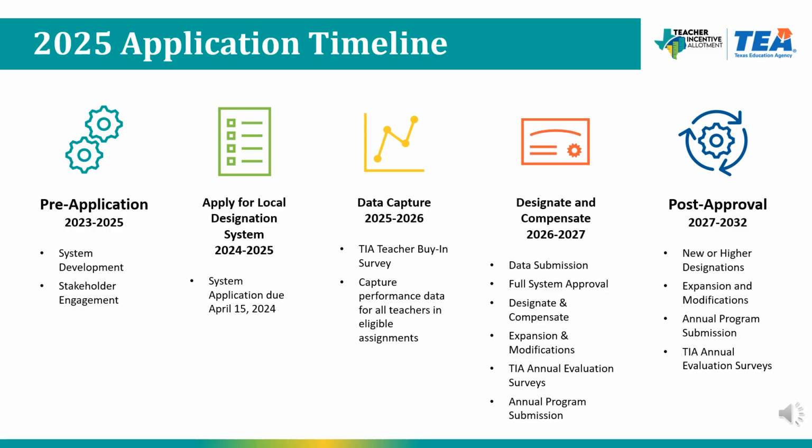During the data capture year, districts implement their local designation system and collect teacher performance data in accordance with their system application. Following the data capture year, districts submit the prior year's teacher performance data and proposed designations to Texas Tech University for data validation. TEA then reviews data validation results and determines final system approval. Other components, such as the annual program submission and evaluation surveys, will be covered once the district system is fully approved.